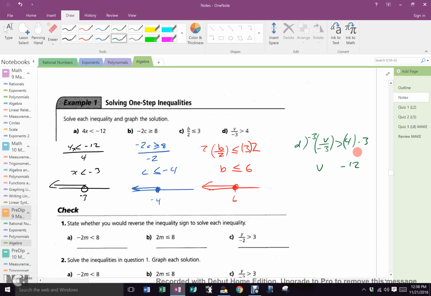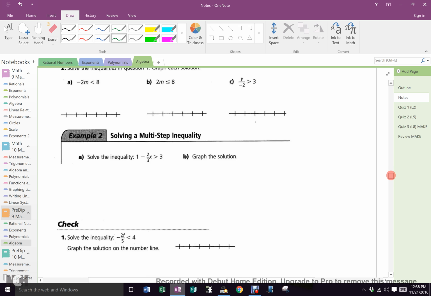Yeah, flip the sign. Greater than. Flip the sign. B is less than. Why? Because you do flip the sign when you multiply or divide a negative number. Yes. And it goes left. Yes. Great.